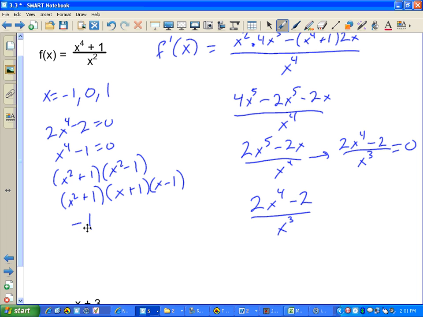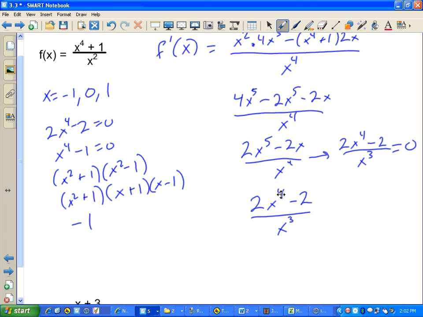So numbers left of this are going to be negative. I could pick a specific one like -2, or I could just say for a negative number, what's it going to be? If I put a negative in here, negative to the fourth is positive, times 2 is positive. Actually, I better pick a specific one since I'm subtracting. So let's put in -2.